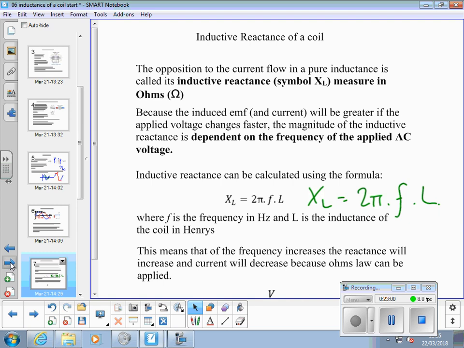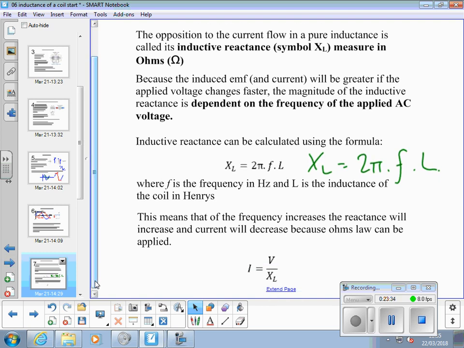So, if we increase the frequency, the inductive reactance will increase and less current will flow. If we reduce the frequency, the XL will get lower and we'll have more current flow for a given voltage. So, unlike resistance, reactance is frequency dependent. Resistance doesn't change when we change frequency, but reactance does. Any questions so far?